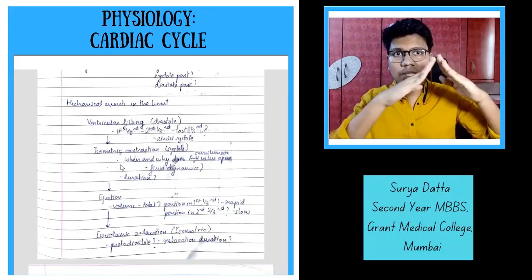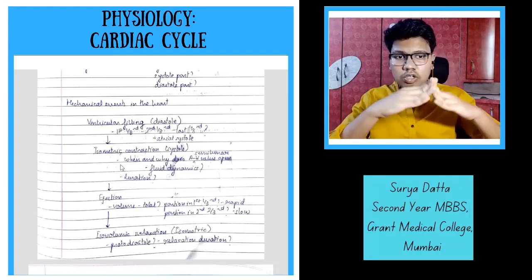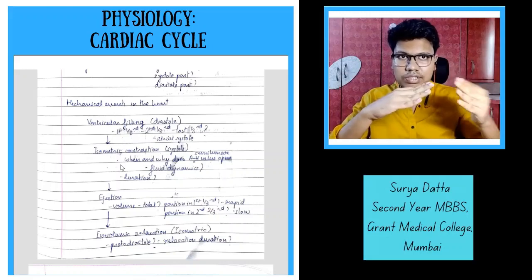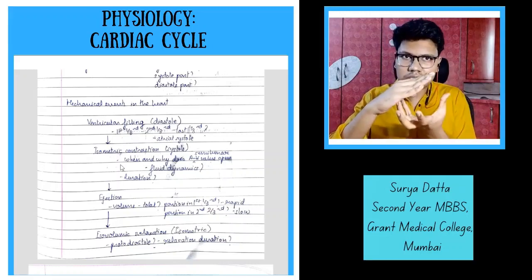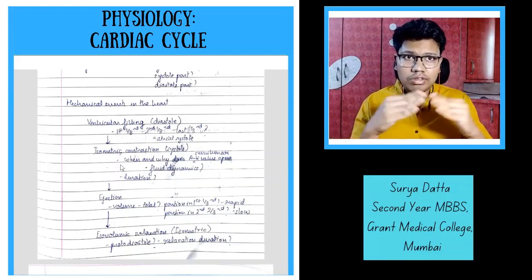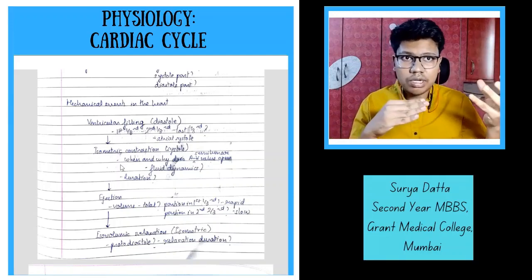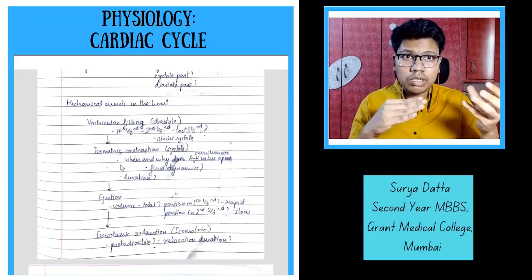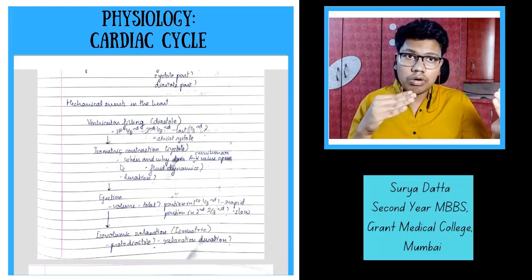So the semilunar valves, they're closing. If we're talking about, say, the left side of the heart, then the left ventricle is trying to pump, but the semilunar valves are closed. Why are they closed? Because the pressure in the aorta is going to be more, right?